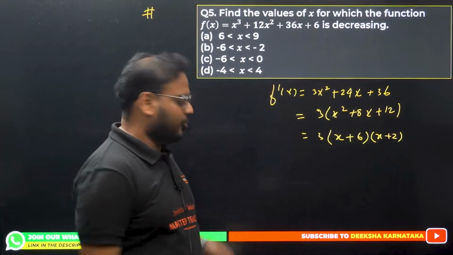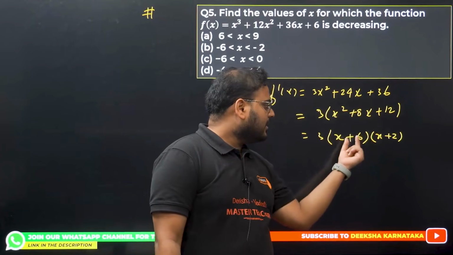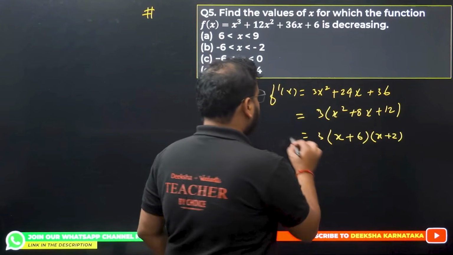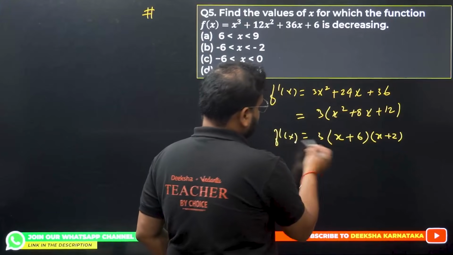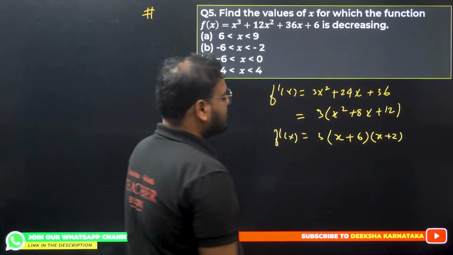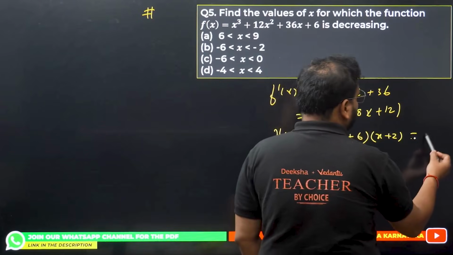How can I say that? Have a look. 6 into 2 is 12. 6x and 2x becomes 8x, and x into x is x square. That's my f dash of x: 3 times of x plus 6 times of x plus 2. What is the next step? Put this equal to 0 to find the critical points.